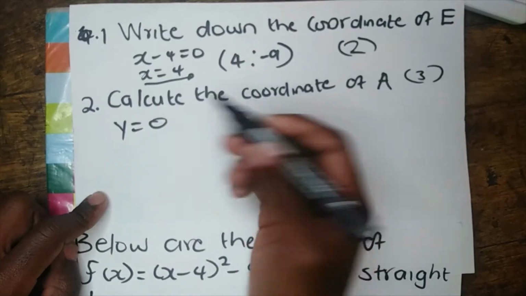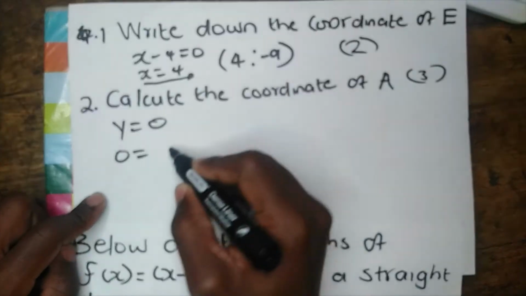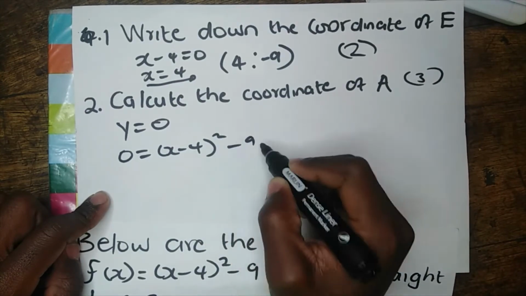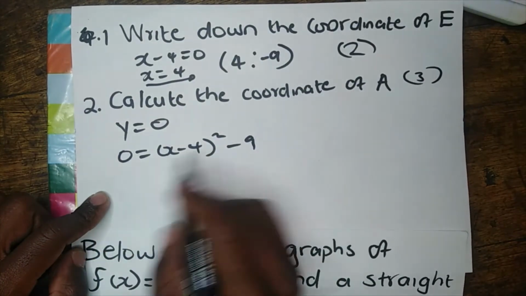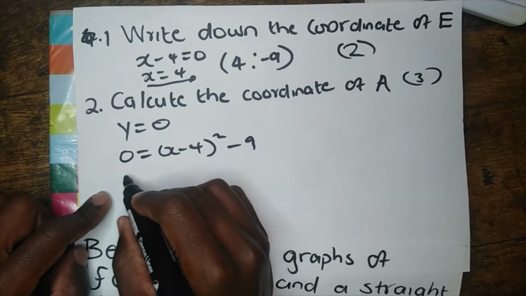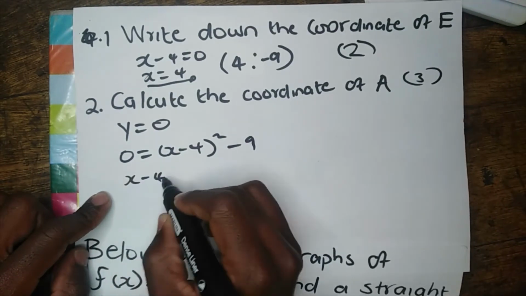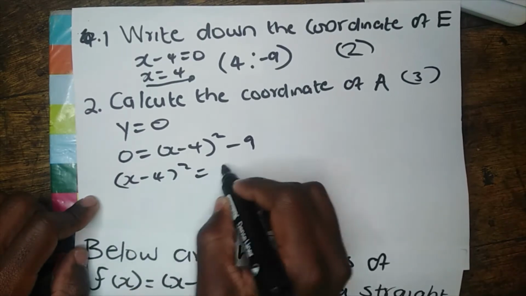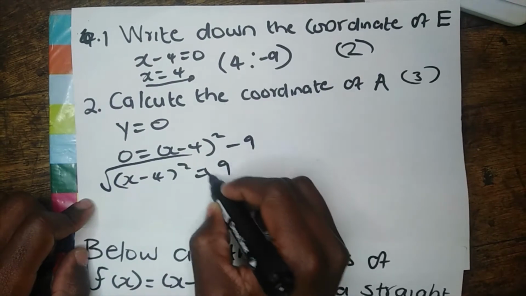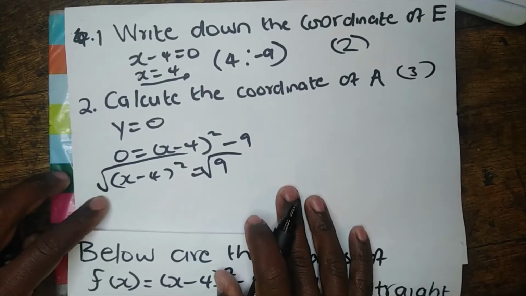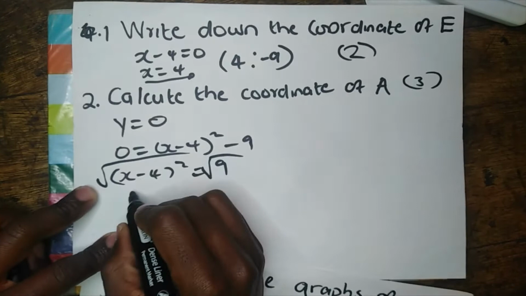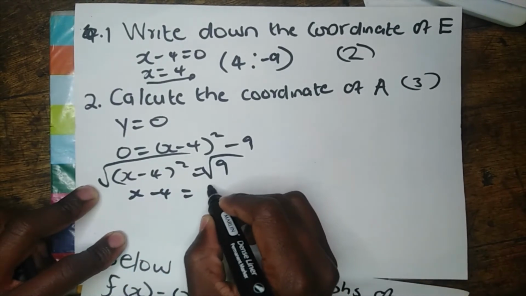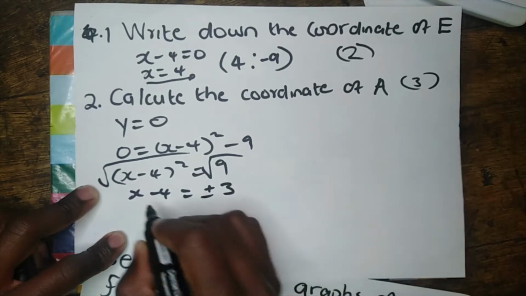Okay. Our y now is equal to 0. So 0 equals x minus 4 squared minus 9. So solve this. Transpose 9. The square root of 9, so we are solving, so it's x minus 4 equal to plus or minus 3.